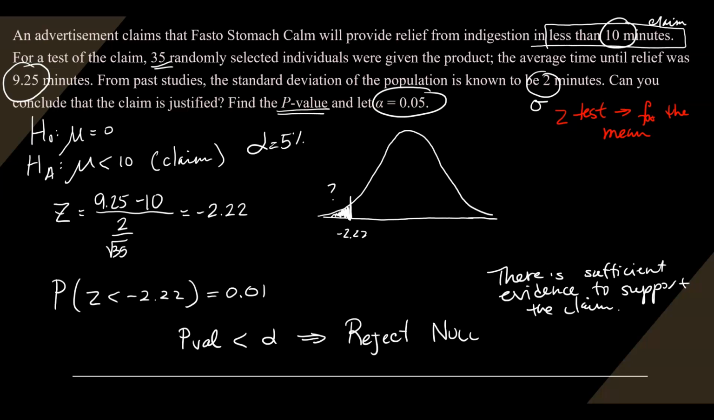But don't forget that this is a random sample, and you cannot tell whether the null is true or false unless you have taken all the adults and given all the adults this stomach calm product. And until then, we don't know. We are going to rely on the evidence that we had at hand. All right, see you in the next one.